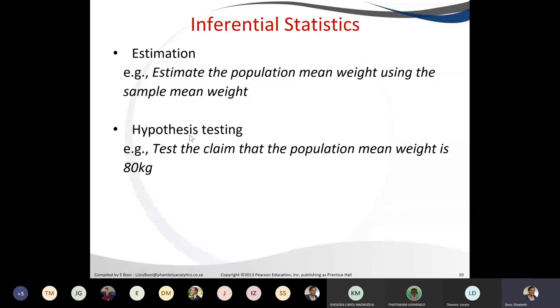We can also use what we call hypothesis testing, where we test one view against the other. We might say we know that the average number of people who get infected in the Western Cape is 300 per day, and we can do a hypothesis test which will say the opposite, that it's not true. The average number of people who get coronavirus is less than 300 per day. So we use hypothesis testing to test that.